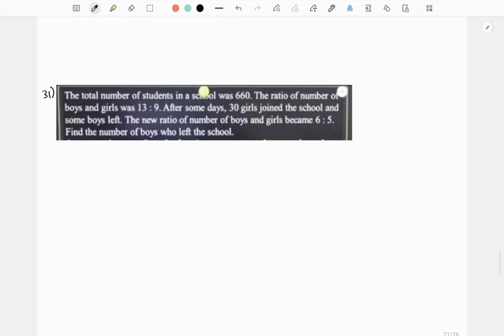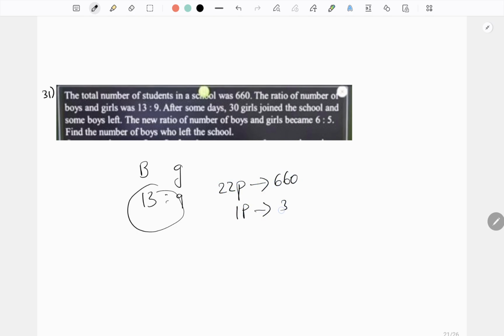The total number of students in a school was 660. The ratio of the number of boys to girls is given as 13:9. See, total 22 parts, it is given 660. Then 1 part will be 30. Then after some days 30 girls joined the school. 30 girls have joined. So what happened? 30 girls have joined and some boys left. We don't know, x boys. The new ratio of boys and girls is 6:5.